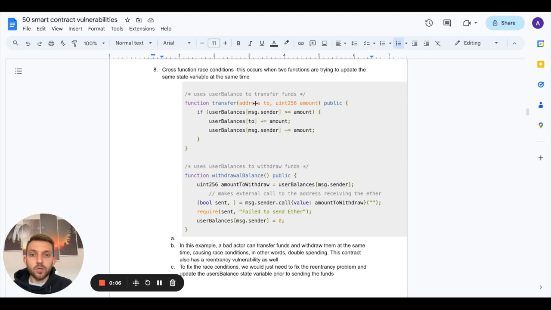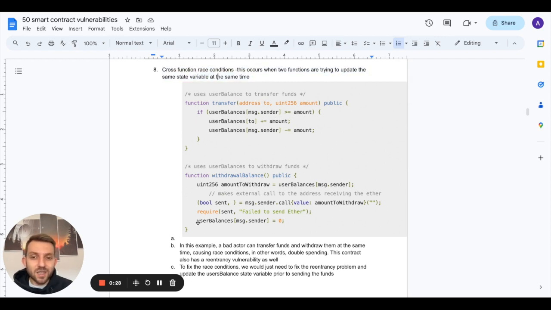One is a transfer function, which takes in the to address and the amount, as well as a withdrawal balance, which is where a user can withdraw their funds. So the cross race condition actually occurs in this function here when someone calls the transfer and withdrawal at the same time, essentially when both of these functions are trying to update the same state variable at the same time.